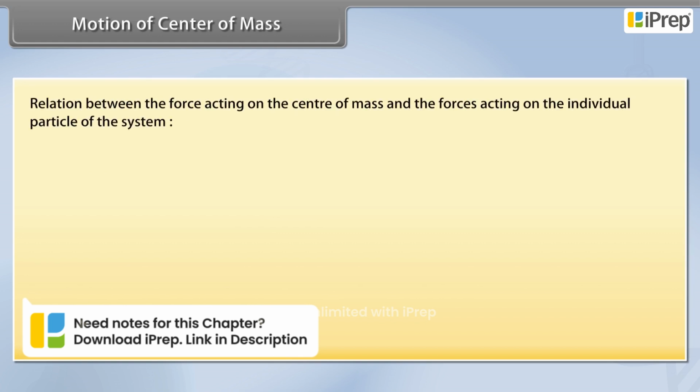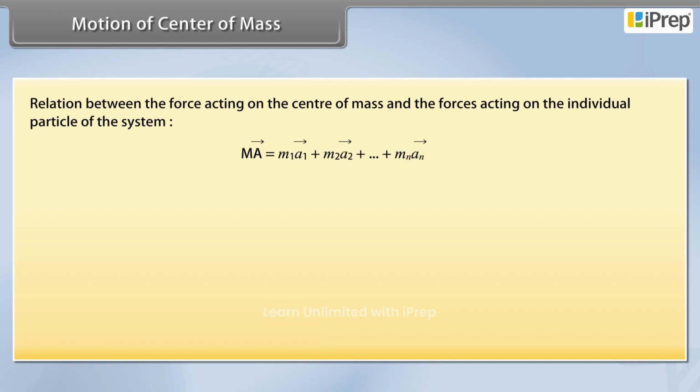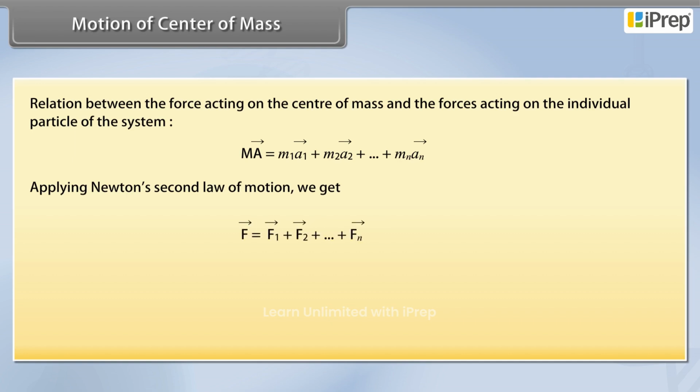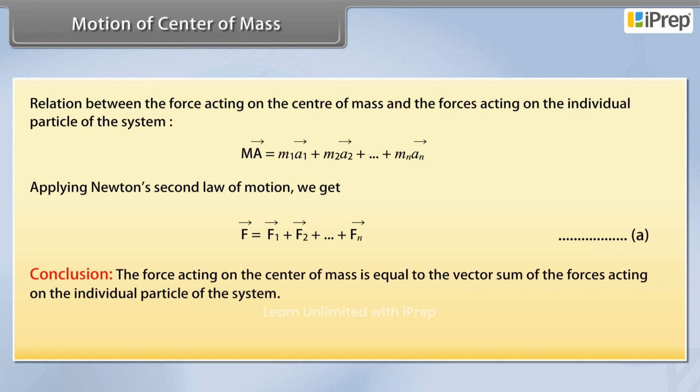Relation between the force acting on the center of mass and the forces acting on the individual particles of the system. ma vector is equal to m1a1 vector plus m2a2 vector and so on. After applying Newton's second law of motion in the above equation, we get F vector is equal to vector F1 plus vector F2 and so on. Equation A. Conclusion. The force acting on the center of mass is equal to the vector sum of the forces acting on the individual particles of the system.